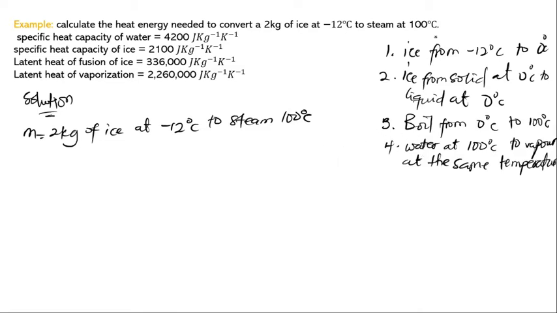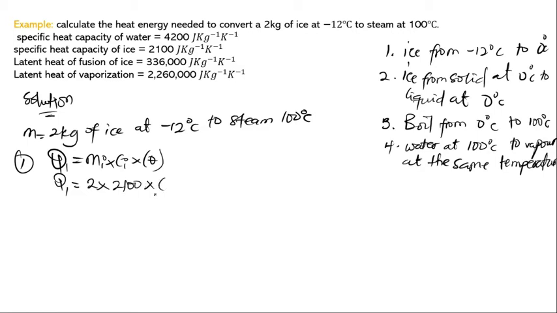So let's look at the energies involved in the first case. We need to convert the ice from negative 12 degrees Celsius to 0 degrees Celsius. The amount of heat energy required in this case is equal to the mass of ice multiplied by the specific heat capacity of ice, multiplied by the change in temperature. Let me use that as Q1. The mass of the ice we are given is 2. The specific heat capacity of ice is given to us as 2100 joules per kilogram per Kelvin.